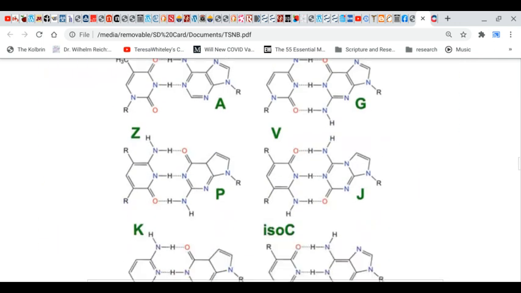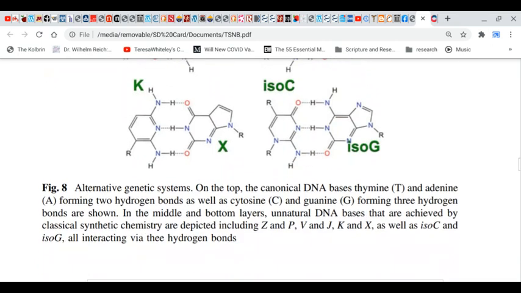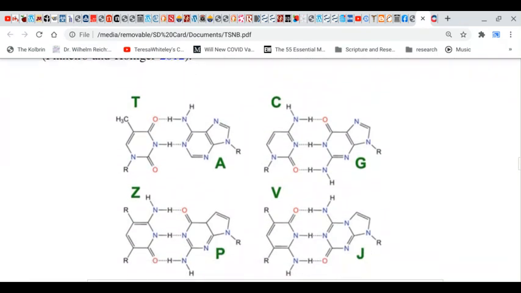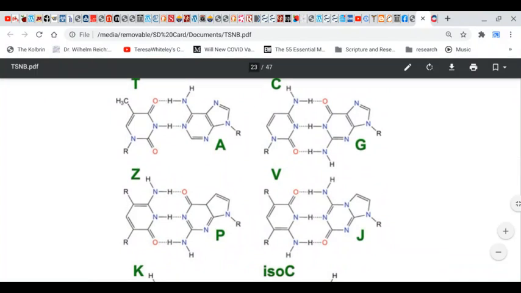Alternative genetic systems. On the top, the canonical DNA bases thymine and adenine, forming 2 hydrogen bonds, as well as cytosine and guanine, forming 3 hydrogen bonds, are shown. In the middle and bottom layers, unnatural DNA bases that are achieved by classical synthetic chemistry are depicted, using Z, P, V, J, K, X, as well as iso-C and iso-G.